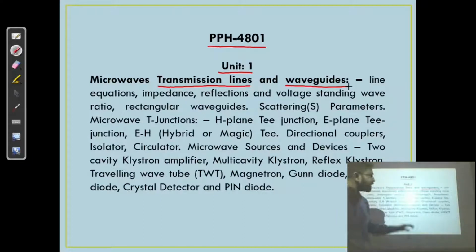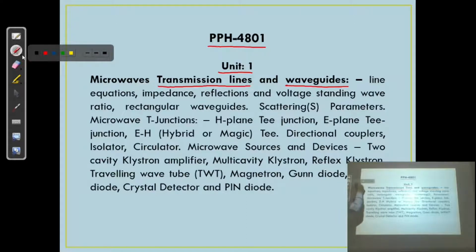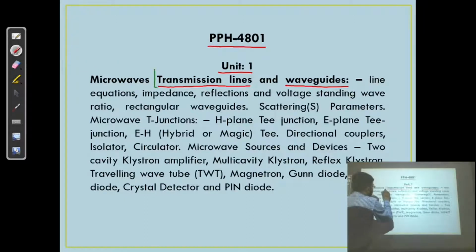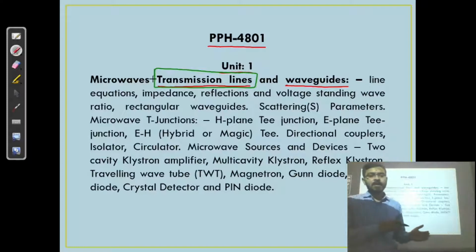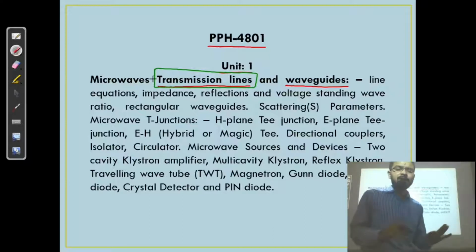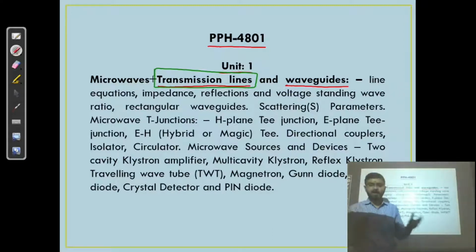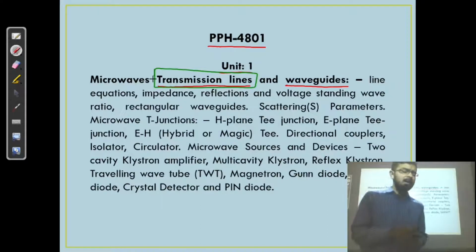Now, these transmission lines will have their subcategories. They may consist of two-wire transmission lines, coaxial transmission lines, strip transmission lines and waveguides. In general, they are categorized like this. So, what are the differences between these transmission lines?